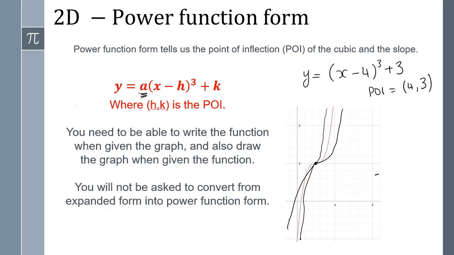So in quadratics, we converted from expanded form into turning point form and back again. You will not need to do that in this course. It's a very long process to convert an expanded function into power function form for cubics, and I don't believe they even do it in Methods or Specialist, so it's not something that you do. You just need to be able to take a formula like this one and graph it. You also need to be able to look at a graph and write a formula for it. So that's what we're going to look at next.